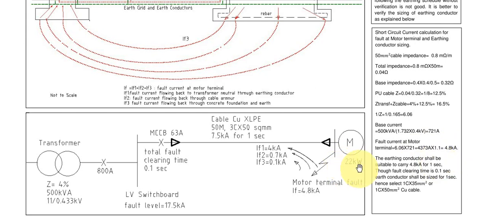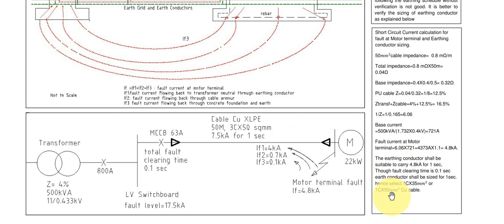For a 22 kilowatt motor, the owner may be recommending a 25 square mm cable for earthing. But since this motor is very close to the switchgear, 50 meters, the fault level is high. So for 4.8 kA for a 1 second fault, you have to use a cable of 35 or 50 mm square.